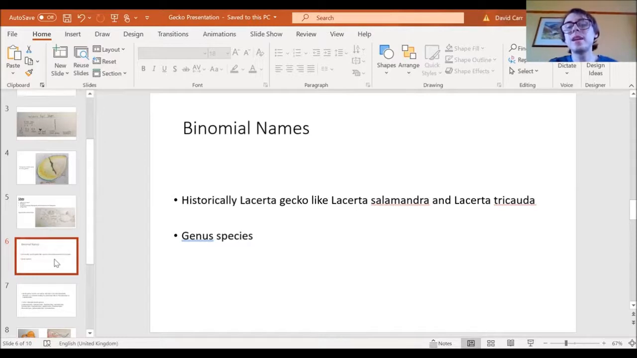And then stuff like tail abnormalities in lizards could also have names. So Lacerta tricorda would be a lizard with its tail branching into three bits, so tri, 3, and cauda, tail. Yeah, so that's interesting.